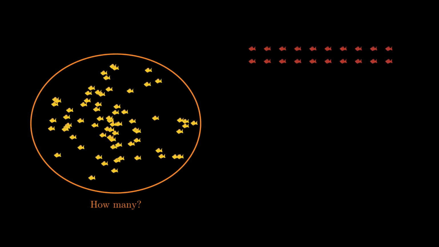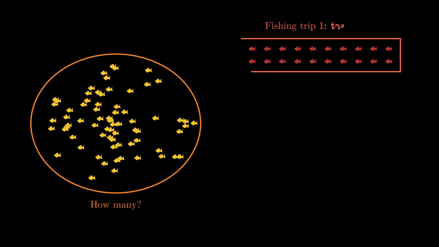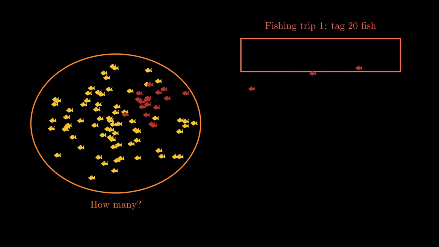At this point, it's good to know exactly how many fish we've tagged, so in this first fishing trip, we happen to have caught and now tagged 20 fish. It doesn't have to be 20, it's just the number we happened to catch on this first fishing trip. What we now do is we release all these tagged fish back into the pond, and then we wait.